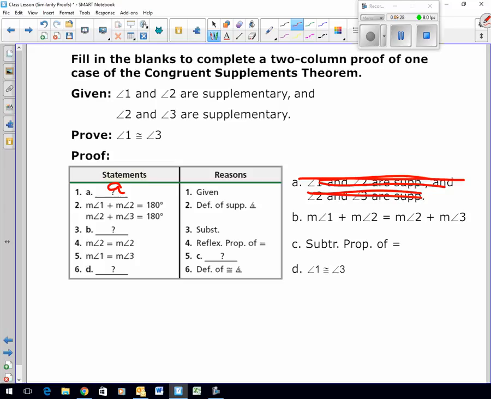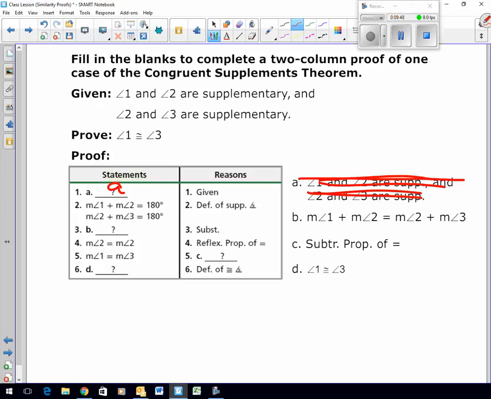How do you know? The definition of supplementary angles is how I know that's what is true, okay? All right, do you just see a blank here? No, okay, good. All right, fill in the blank B. Is there an easy way to do this? This is the easiest way, okay?